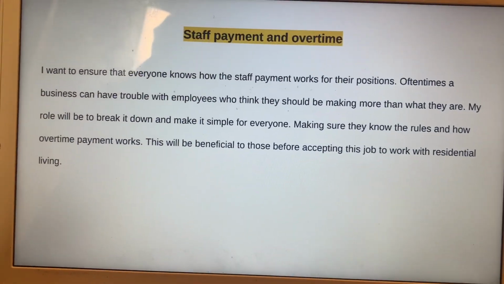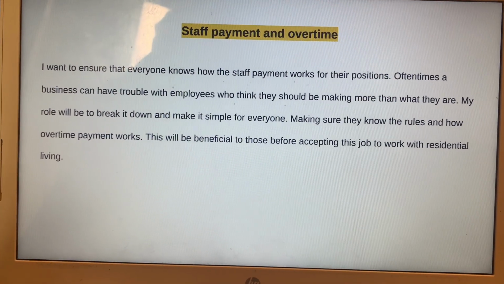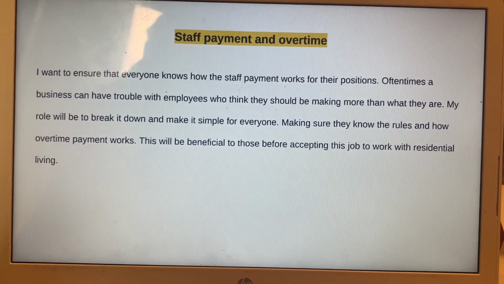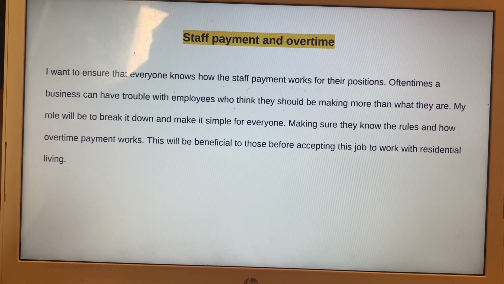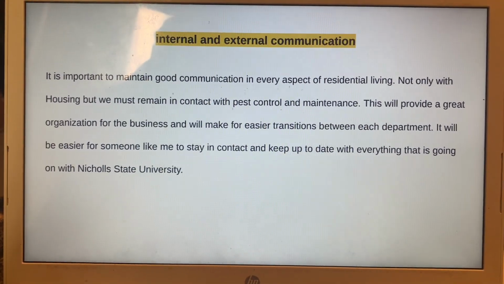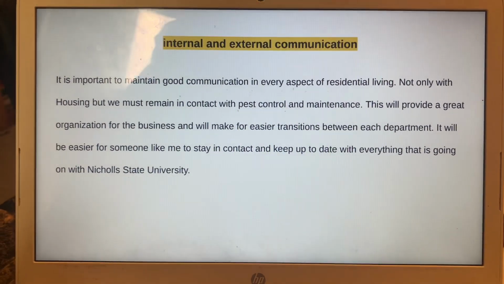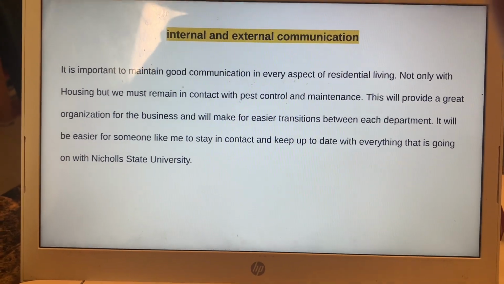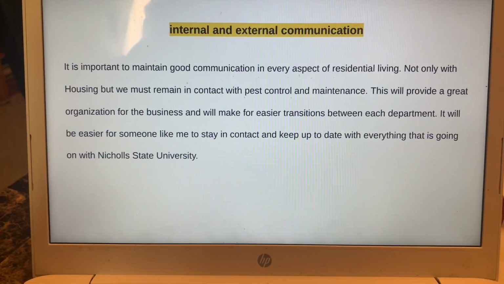So make sure you guys are being truthful with these employees and letting them know exactly what they're going to be looking forward to if they work for us, and if they plan to stay with us. Lastly, I want to talk to you guys about internal and external communication, which may be the second most important thing in this whole entire PowerPoint.